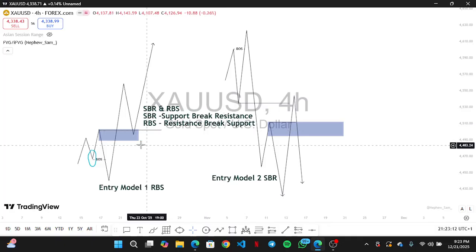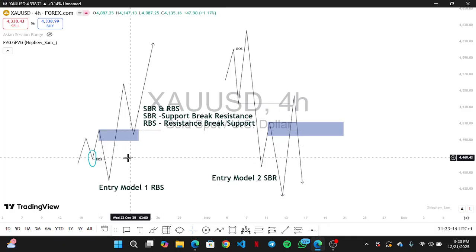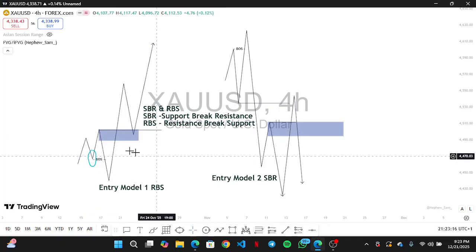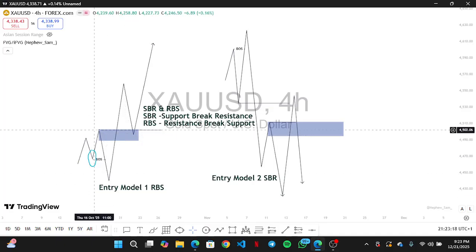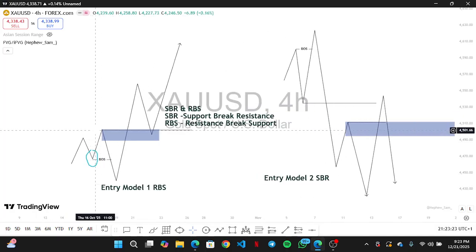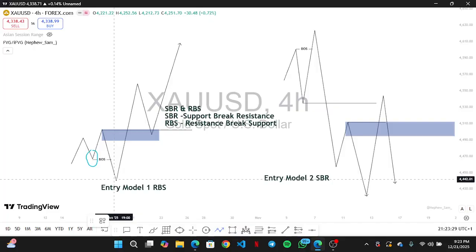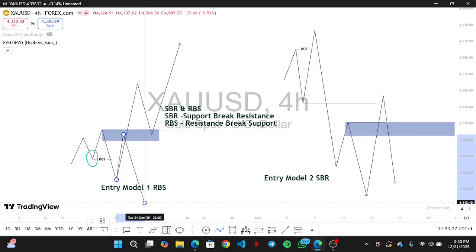Support, break, resistance. So basically what I mean by that is, for the first one, RBS, there'll be a resistance level, this key level here, this high where price failed to crash from that level. Resistance means to prevent something from happening. You're resisting something. Price failed to fall back from there. Instead, price did this.